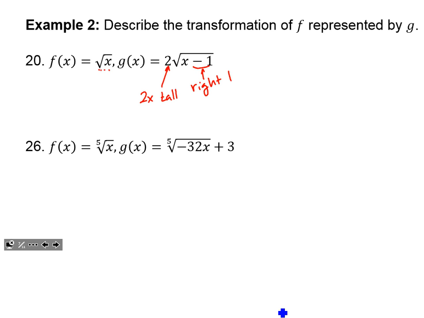All right, for the second one, we're starting off with a 5th root of x. That's our parent function. And what's happening to it? Well, the input is being negated. That's a horizontal flip. The input is being multiplied by 32. That means it's going 32 times as fast. Right? Input is speed or time, 32 times as fast, or it is 1/32 as wide. If it's taking less time, that graph is going to be really shrunk left to right. And then outside the root, we have a +3. That just means up 3 units.